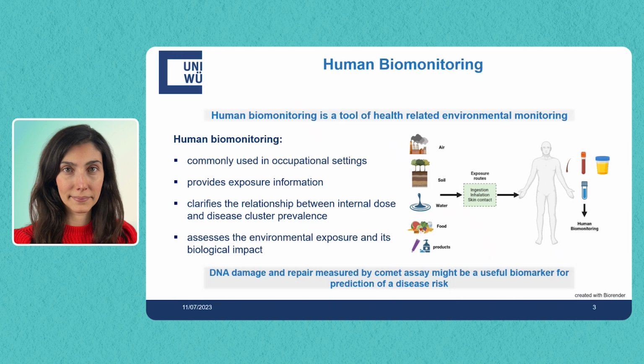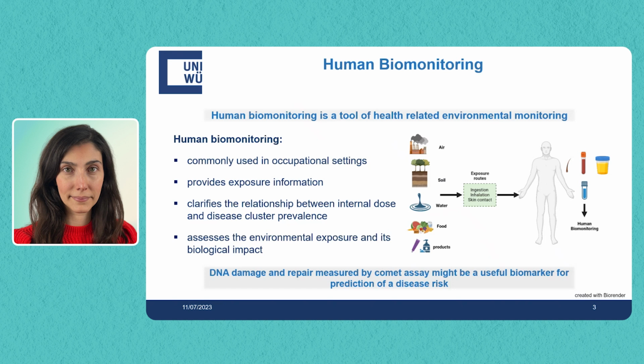However, recently it has been used increasingly for monitoring human health and assessing disease risk. It provides good information about the exposure and clarifies the relationship between an internal dose and possible risk, between the disease prevalence. So we can assess the environmental exposure, as well as its biological impact. As you can imagine, DNA damage and also DNA repair can be important health factors, so they can be measured by comet assay.